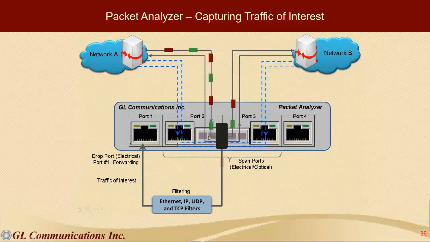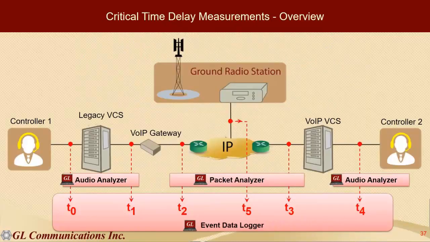We're passing all traffic through our span ports, and we're filtering out our packets of interest, whatever may be defined there, and whatever the test calls for. And we're sending those out to our event data logger where the timing is being tagged. And again, that's where the timing is, and that's where you can delta the times within your network.